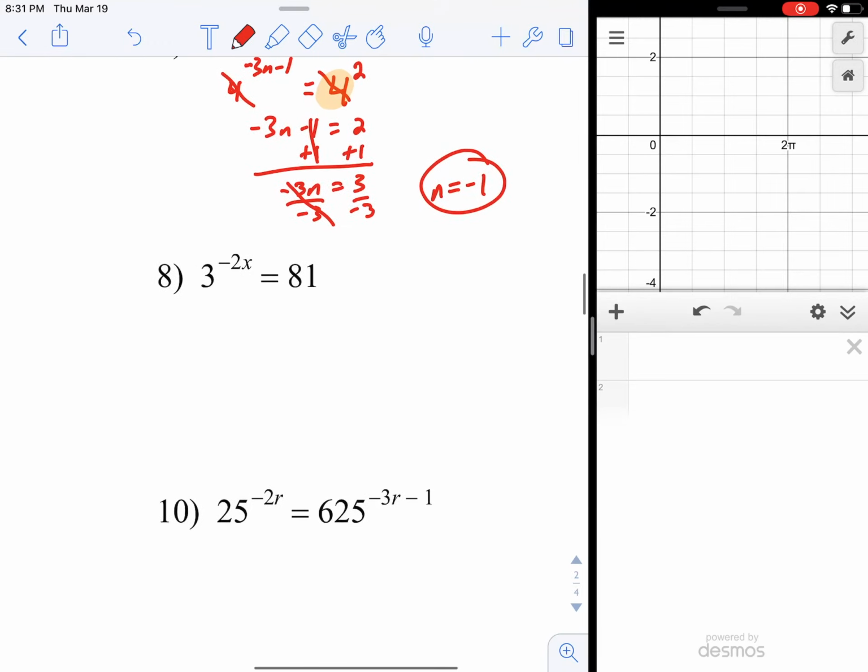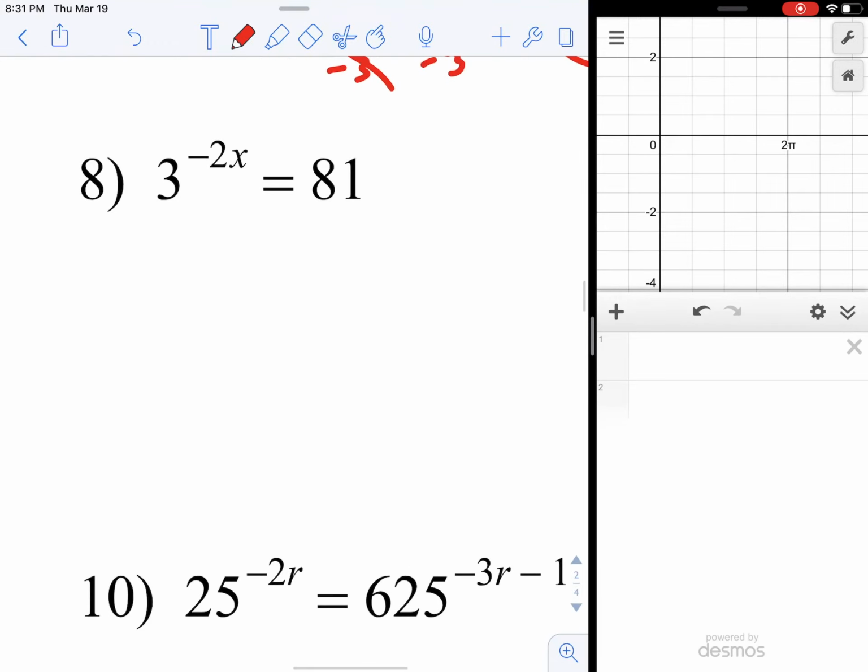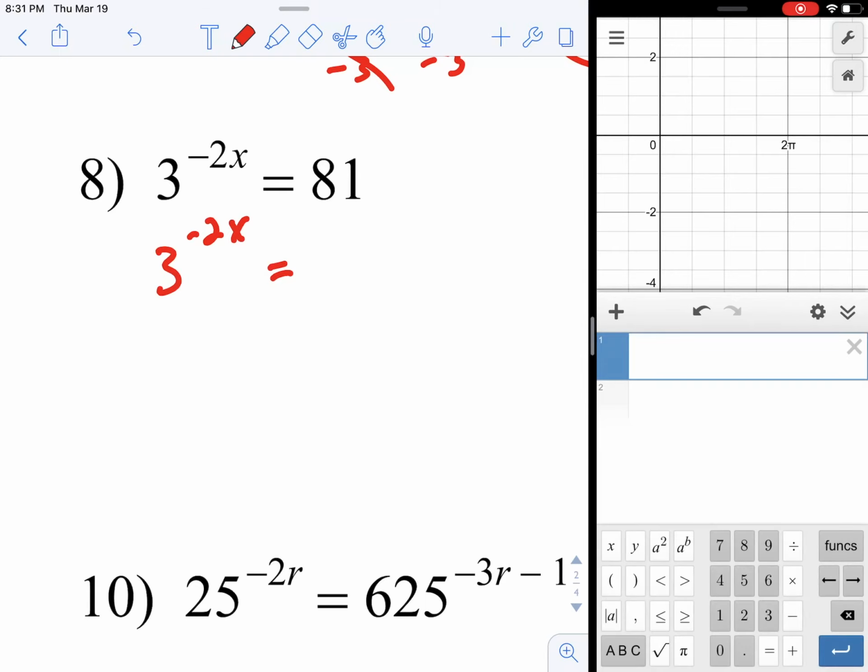Let's look at number 8. So the challenge now is, can I take 81 and change it into a 3? Now I know I can because I do math a lot, but you might scratch your head a little bit and say, you know, what's the deal with that? How do you turn a 3 into an 81 or an 81 into a 3? So one tip is to grab a calculator and start multiplying 3's together. 3 times 3, and there you see is 9, times 3, times 3, and now it says 81. So it took 4 3's to do that. That means this is 3 to the 4th power.